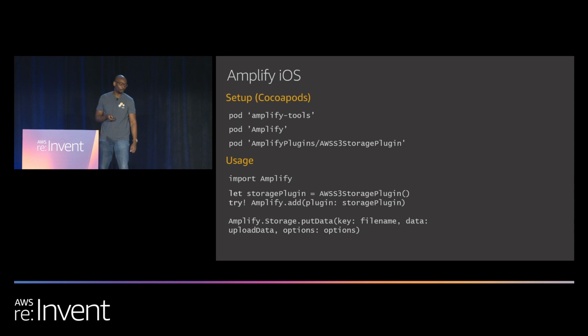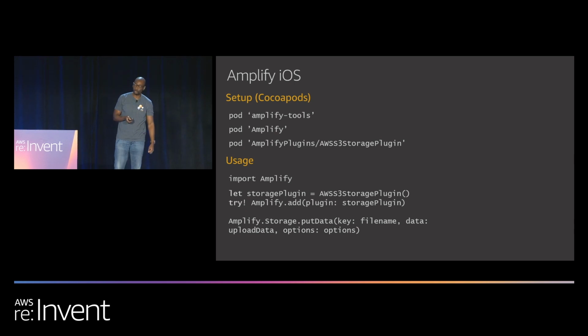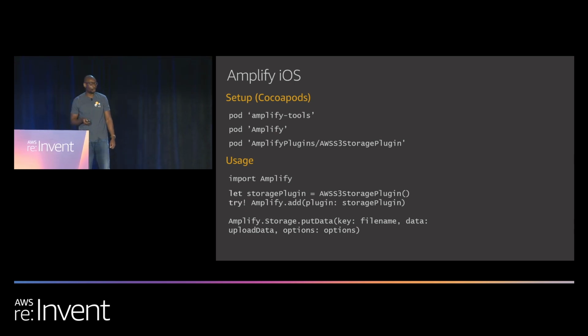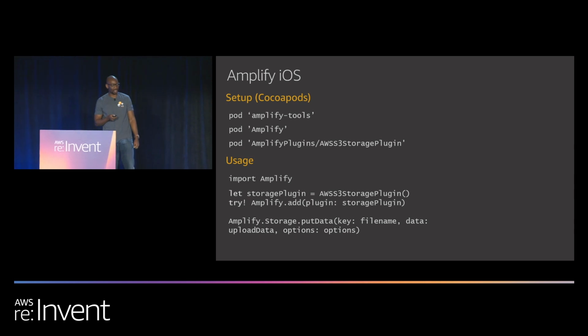And then in your code, you would simply import Amplify, and you see that setting up a storage plugin is pretty easy. You set up the storage plugin, and you add it to the Amplify client. From that point on, you can simply call Amplify storage put data, specify the key, specify the data, and specify your upload options. So it's fairly easy to get started. There's not a lot of configuration that needs to be done.